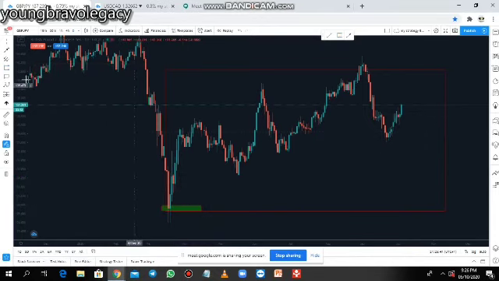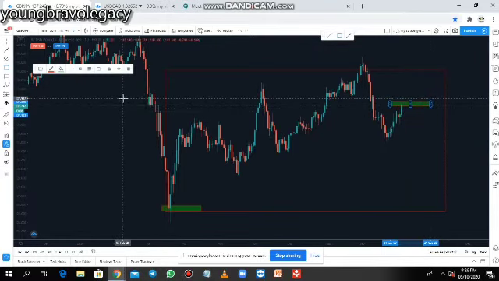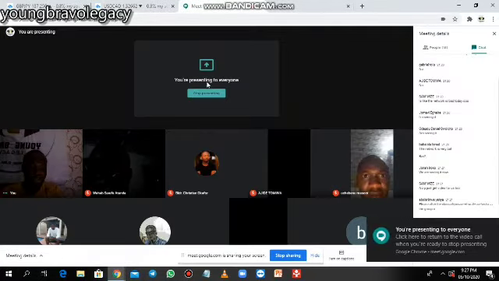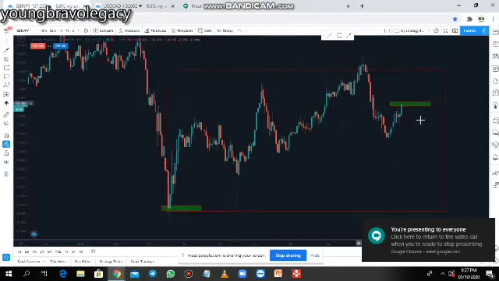Price started from here, and now price is here right now. This thin line is where price is. So from here to here, price is moving up. Since price is moving up, we say this is in an uptrend.